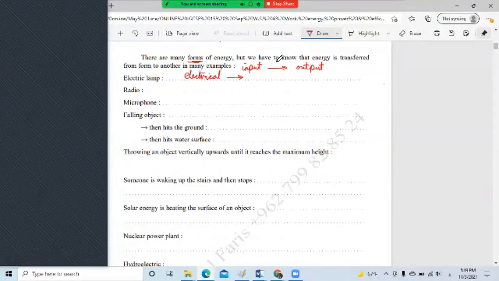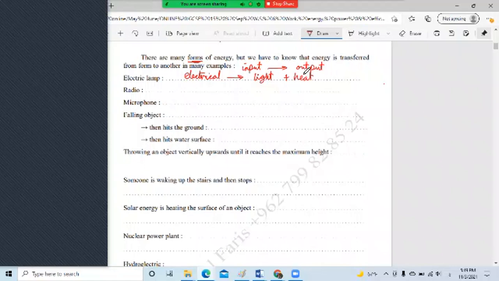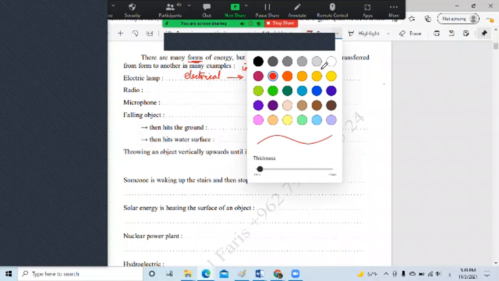And the output, it can be what? Light plus what? Plus heat. This is the main source. Maybe you can find sound or other source. Yes, shukran, shukran. Yes, bravo.